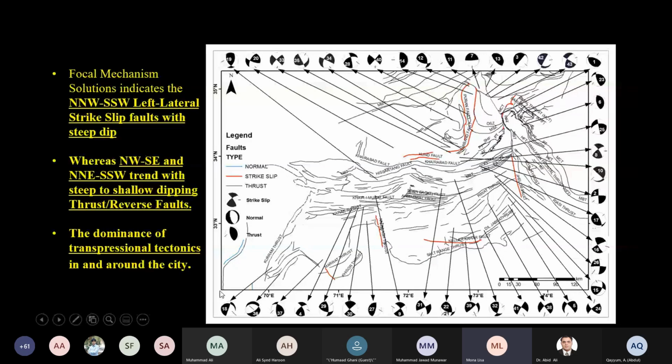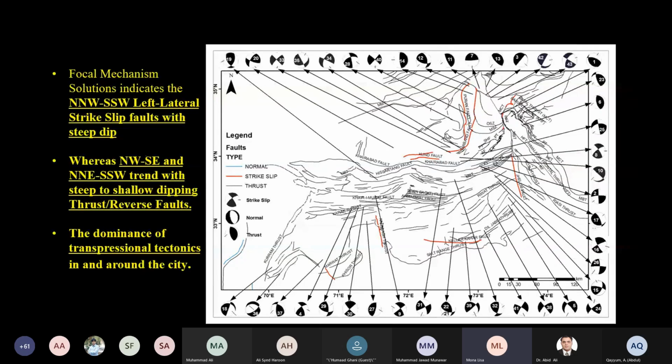So in our case, our studies show that most of the fault solutions are left lateral strike slip faults trending in north northwest and south southwest direction. Whereas those earthquakes whose fault solutions have the strike of northwest southeast and north northeast south southwest trend have steep to shallow dipping thrust reverse faults. So it means that we are getting two types of tectonic or structural model. One is related with thrust or reverse faulting, and the other one is related with strike slip faulting.